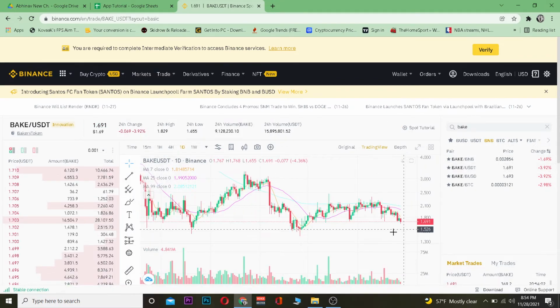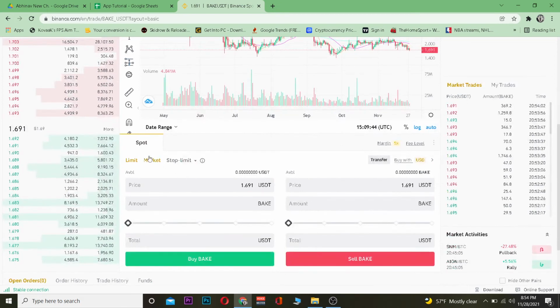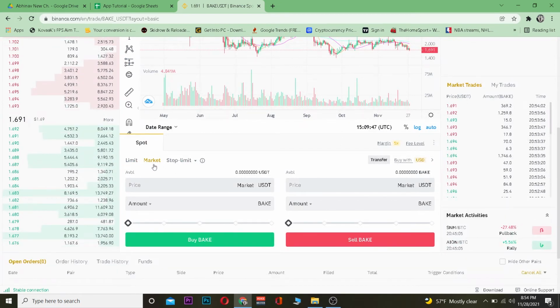Once I do that, I can scroll a bit down over here and go on Market. Now, if you know how to use Limit, then you can. But since I think you guys are beginners, I'm going to go on Market and I would suggest all the beginners to use Market.